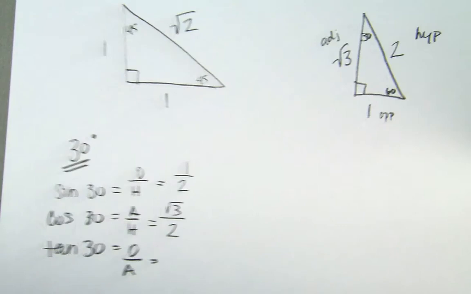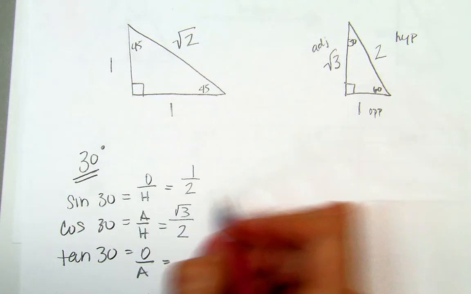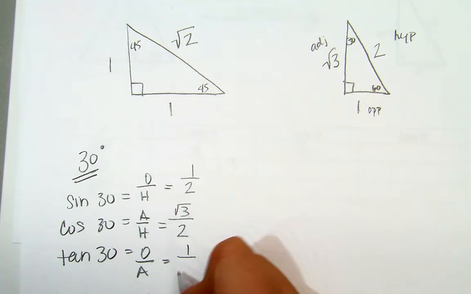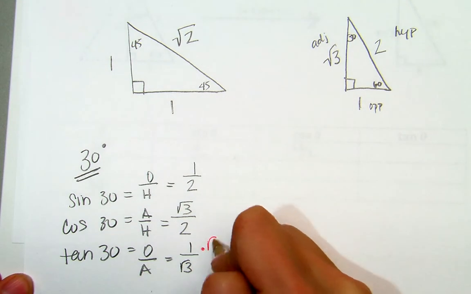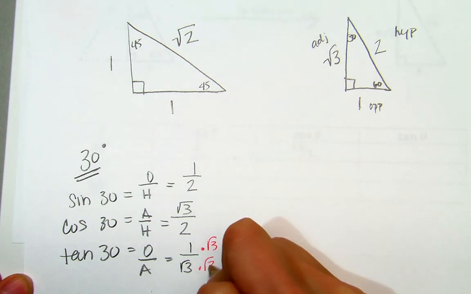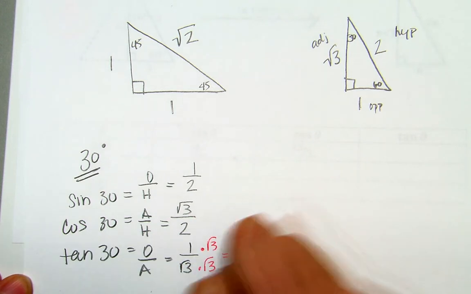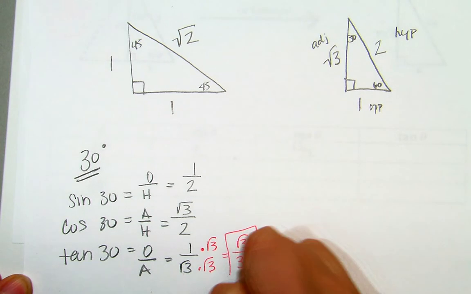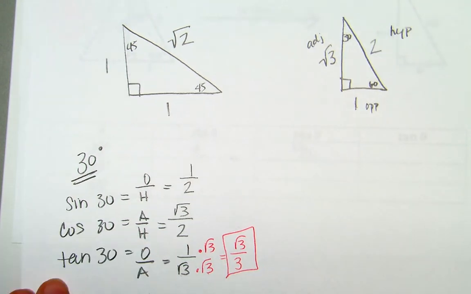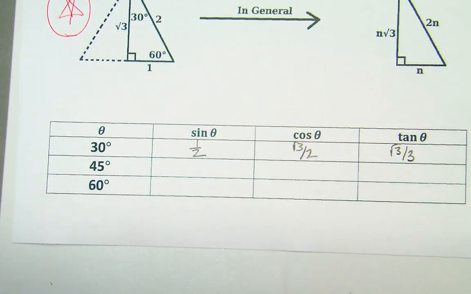And tangent is your opposite over adjacent. So opposite in this case is 1 over adjacent, which is square root of 3. We can never have square roots in our denominator, so to rationalize that, we take square root of 3 times the top and bottom. So 1 times square root of 3 is square root of 3. Square root of 3 times square root of 3 is square root of 9, which is 3. So tangent of 30 is square root of 3 over 3.